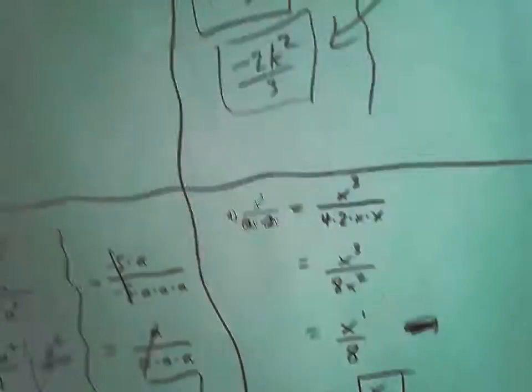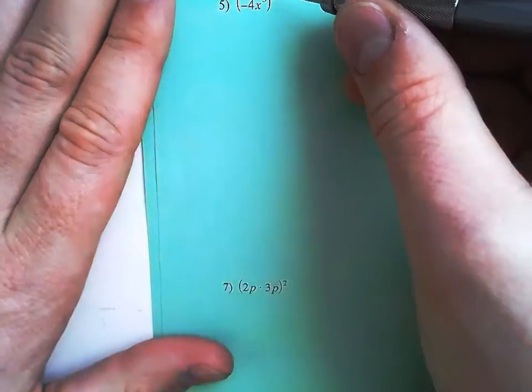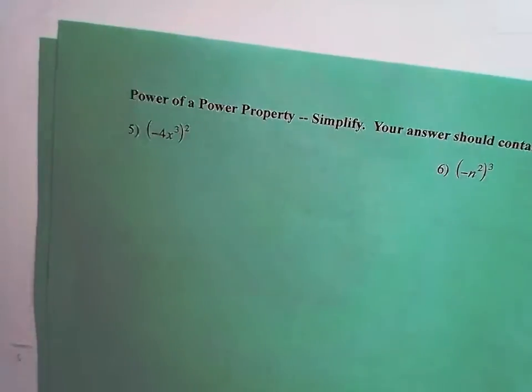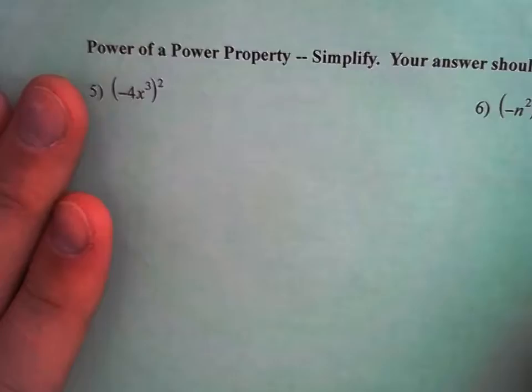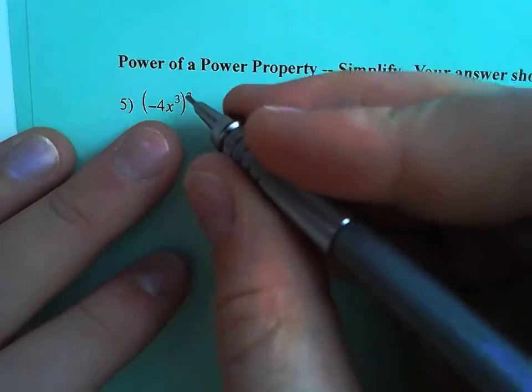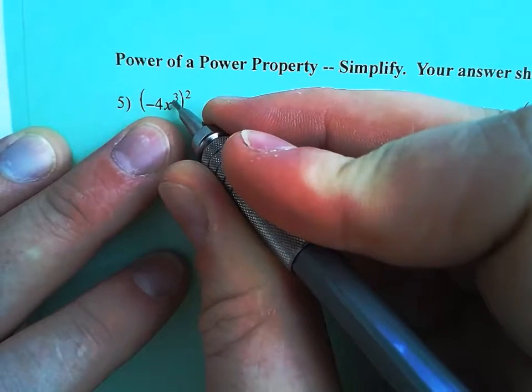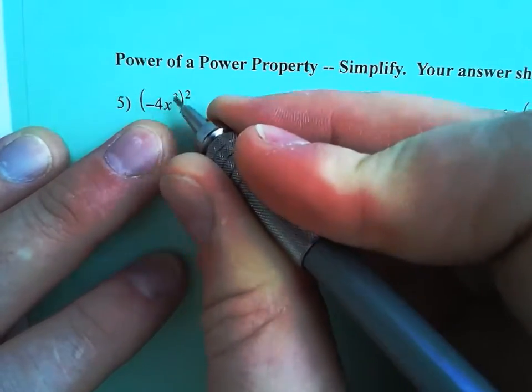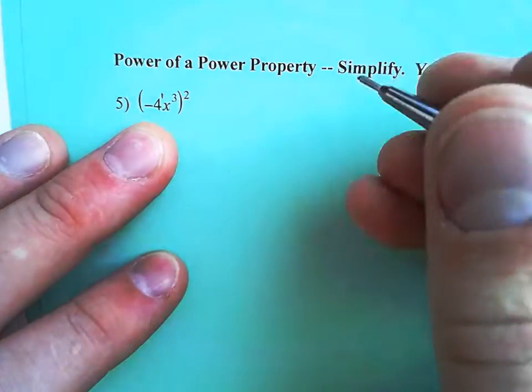Good, good. Go to number 5. Power of a power, multiply the powers, but you have to multiply the powers of all the factors on the inside of this parentheses. The squared is not just on the x cubed, it's on this whole thing. That's -4 to the first.